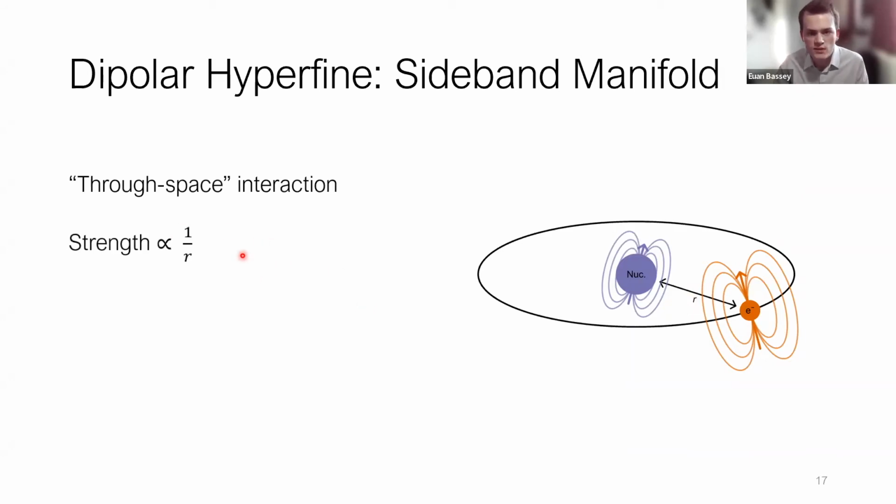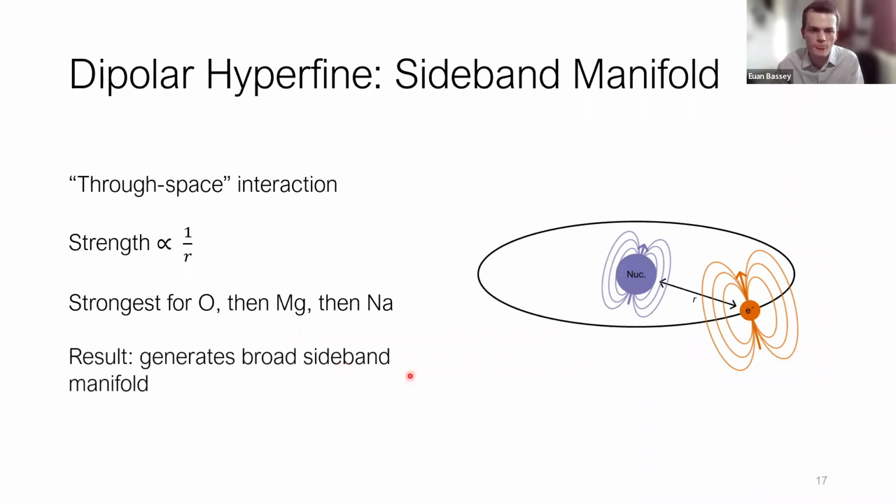And the strength of this interaction is inversely proportional to that distance, which means in our material, it's going to be strongest for oxygen, then for magnesium, and then weakest for sodium. Essentially the take-home point here is that the result of this interaction gives you a very broad sideband manifold. So it means that it stretches, in the case of sodium, for a few hundred ppm, and magnesium and oxygen typically a few thousand ppm, as you will see a little bit later.